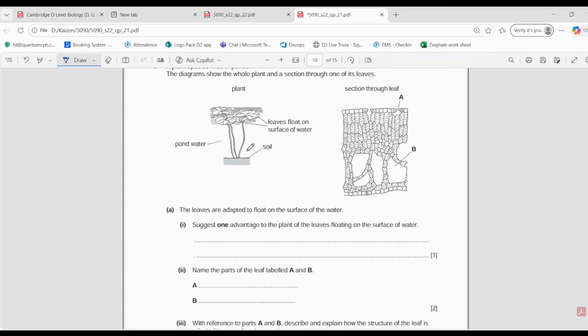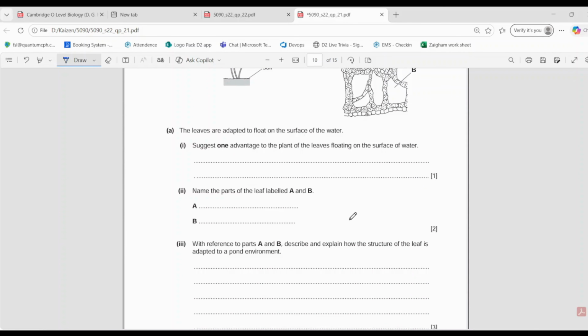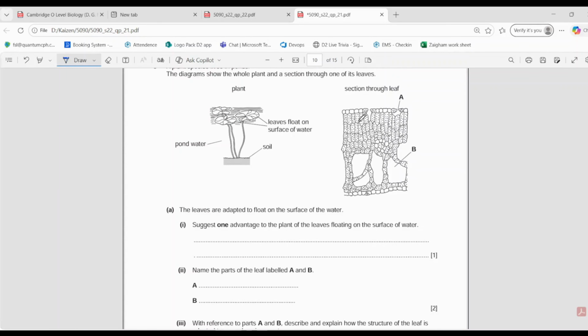Okay, name the labeled parts A and B. What is A and what is B? A is stomata. B is air spaces, correct. With reference to A and B, describe and explain how the structure and function are adapted to the pond plant. I mean, what is the function of A? How does it help the plant? And what is the function of B? How does it help the plant?